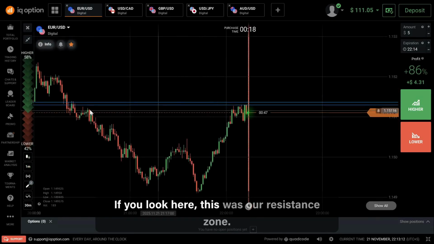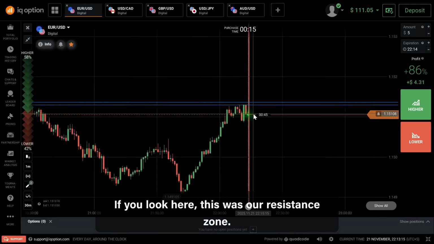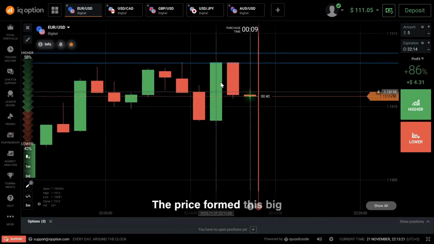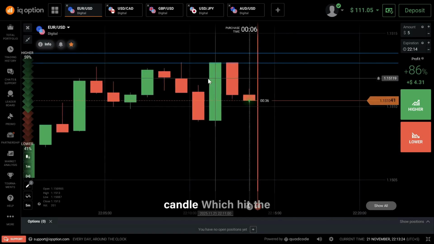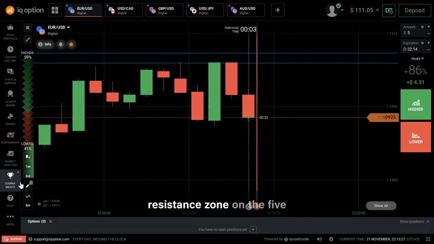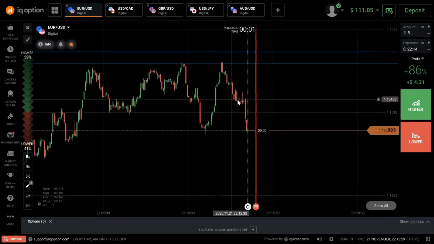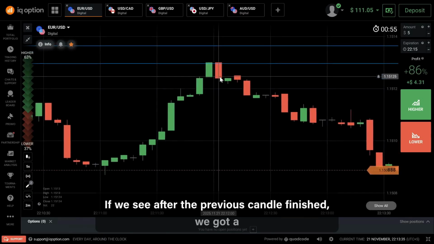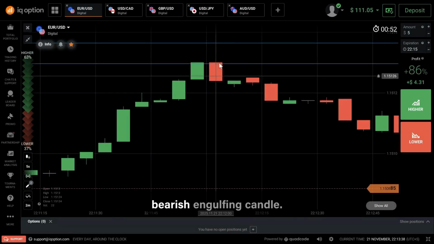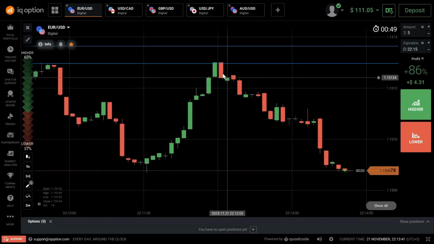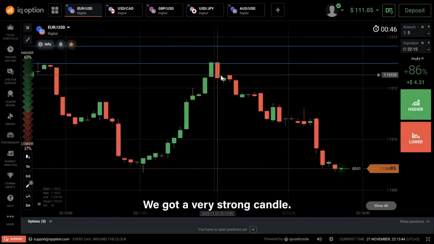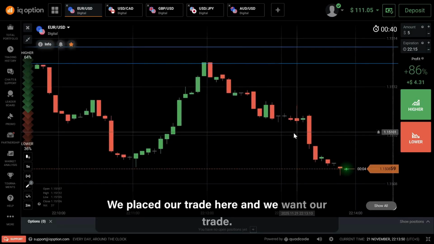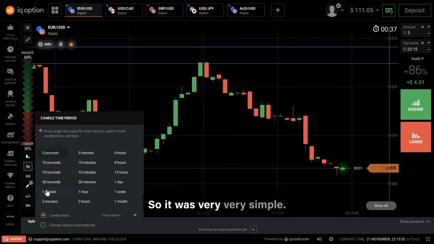If you look here, this was our resistance zone. The price was moving in an upside direction. Here, the price formed this big candle which hit the resistance zone on the 5 seconds chart. After the previous candle finished, we got a bearish engulfing candle over here. We got a very strong candle. This was our confirmation. We placed our trade here and we won our trade. So it was very, very simple.